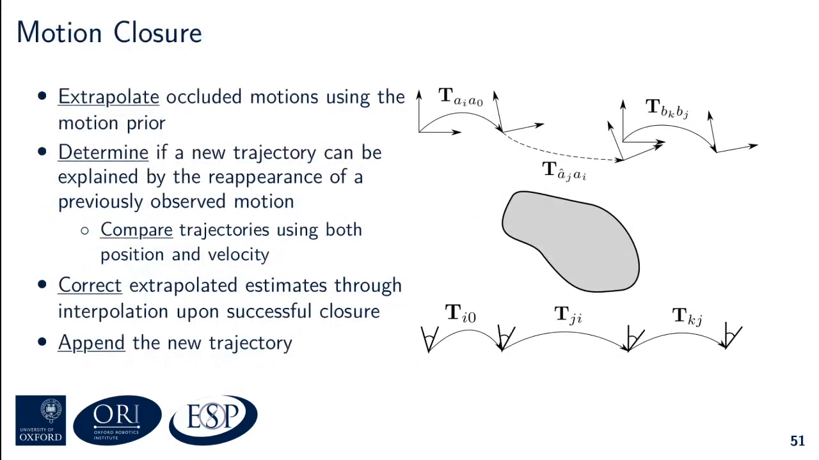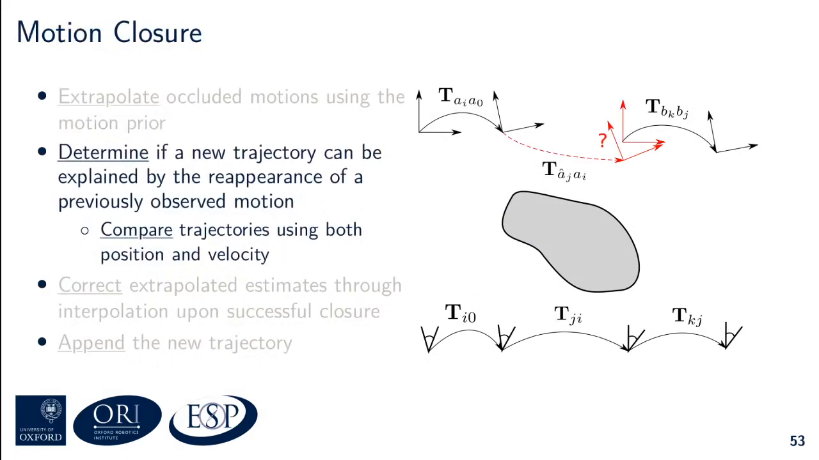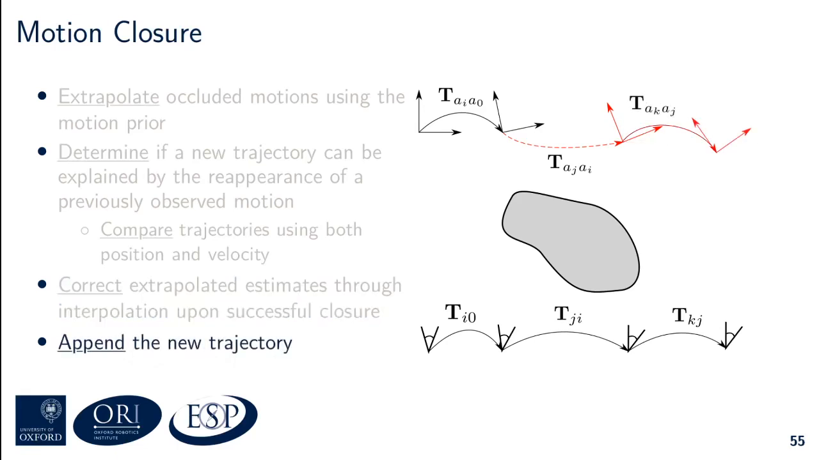Motion closure proceeds as follows. If a motion is no longer observed, it is extrapolated forward in time using the motion prior. Motion closure seeks to determine if a newly discovered trajectory actually corresponds to a formerly occluded motion. This is done by comparing the new and extrapolated trajectories through a motion-based metric using both position and velocity. If the trajectories are sufficiently similar, the motions are closed, meaning the extrapolated estimates are corrected to where the newly discovered trajectory was first observed, and the intervening estimates are corrected through interpolation. The rest of the new trajectory is then appended to the corrected interpolation.